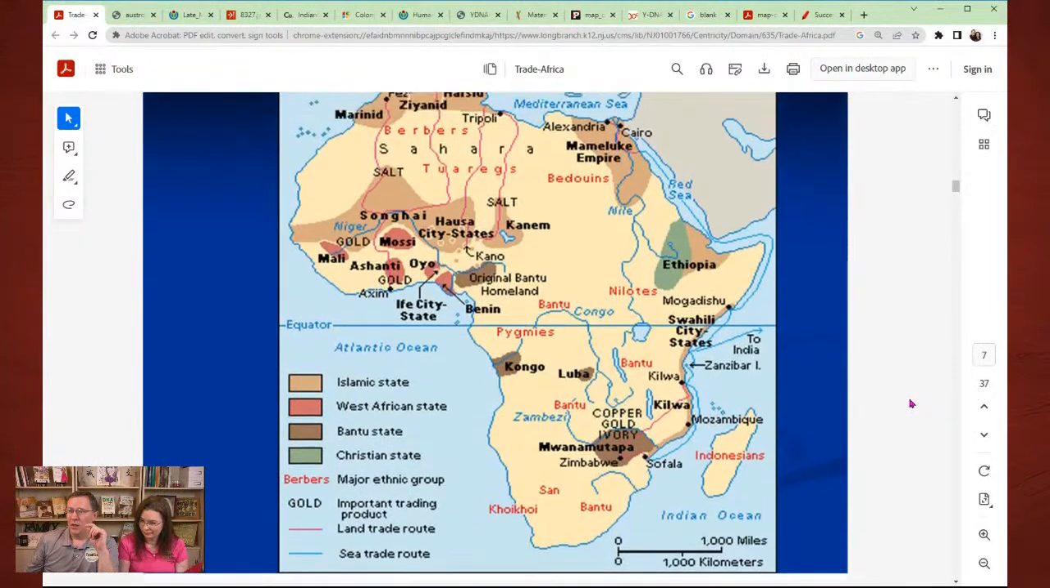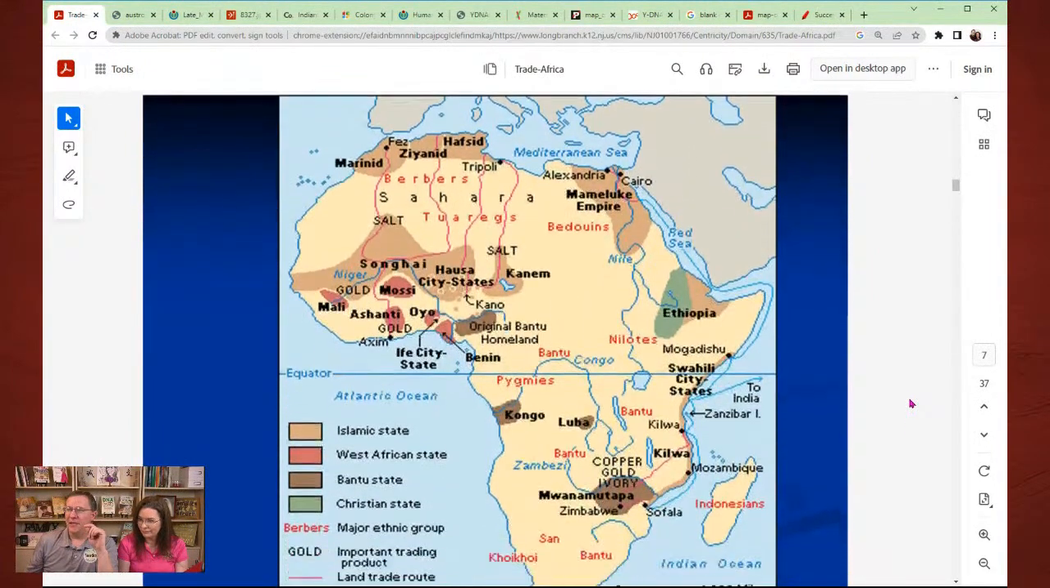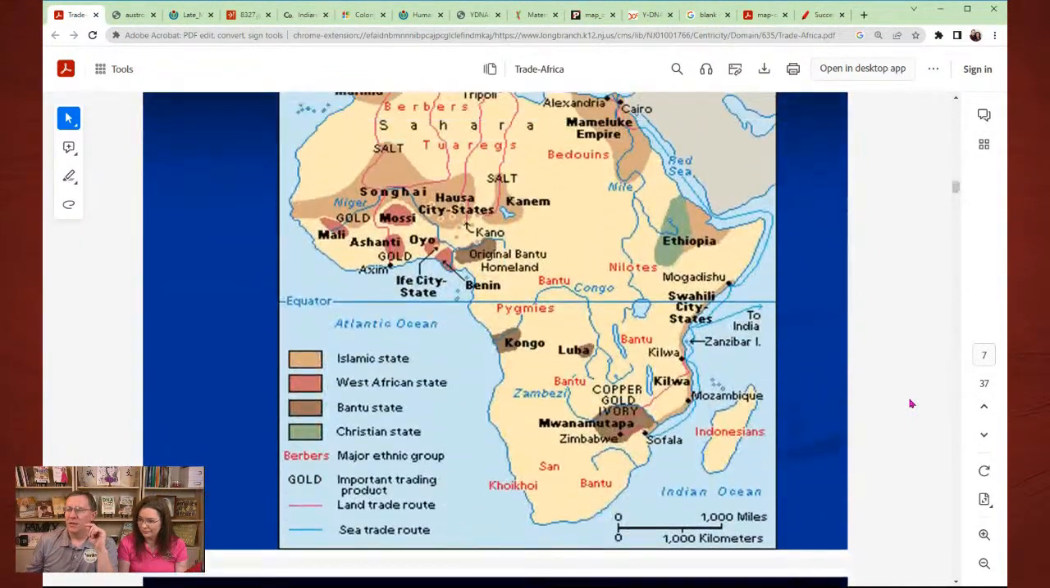So then we have the sub-Saharan African trading routes. Now, this is primarily because of a migration that happened from the Bantu. Now, the Bantu originally were right on that little corner of Africa, but they migrated down south and to the east. And you can actually see, hey, Bantu here, Bantu down here, Bantu here.